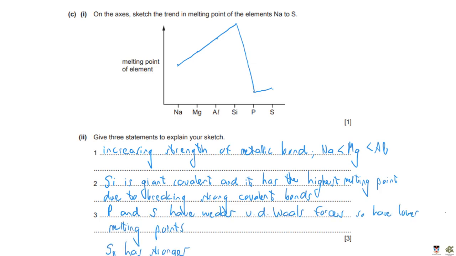And then lastly, to explain that increase again from phosphorus to sulfur, it is because S8 or the sulfur molecules have stronger intermolecular forces or van der Waals forces due to the higher number of electrons in those molecules. Therefore, the melting point of sulfur is higher than that of phosphorus. So any of those 4 points, you can put down as your 3 statements.